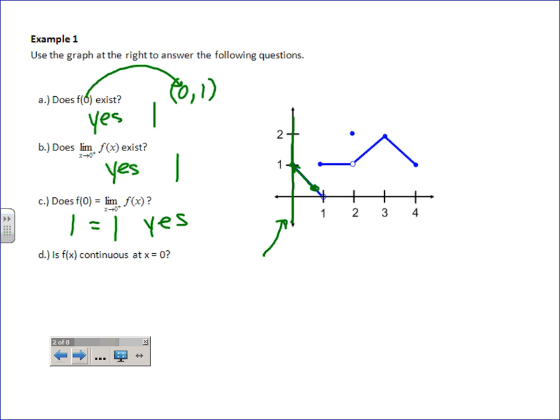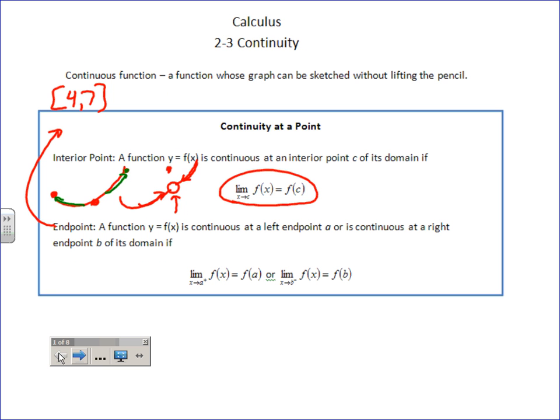So is it continuous at that point? Yes, because they're the same thing. Do you see? That's really what this is saying. Are they the same thing? That's all it's saying. In a really weird fashion, but that's all it's saying.